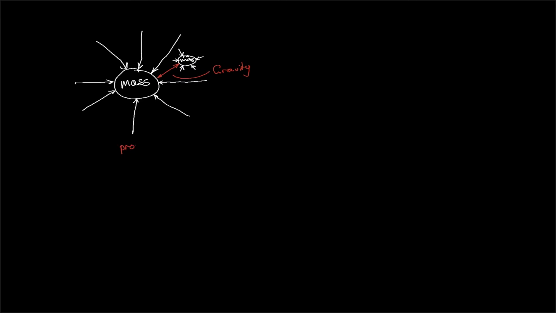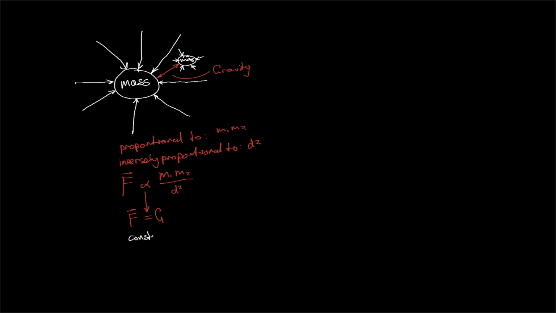This force is proportional to the product of the masses but inversely proportional to the square of the distance separating the centers of mass. F is proportional to m1 multiplied by m2 on distance squared. In order to turn this proportional relationship into an actual equation, a gravitational constant G is introduced, acting as the constant of proportionality. F is equal to G m1 multiplied by m2 on distance squared.